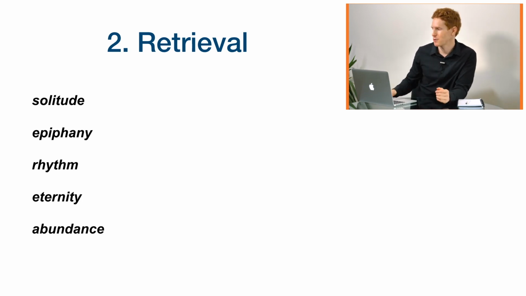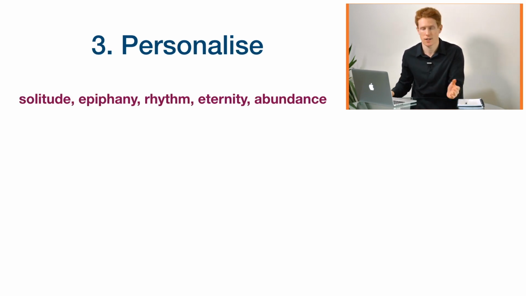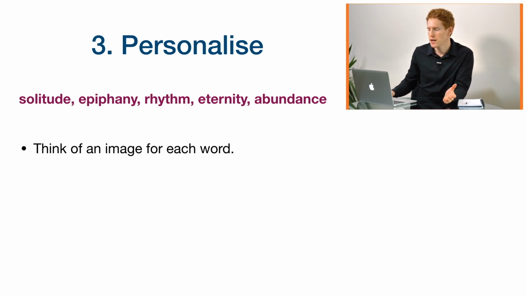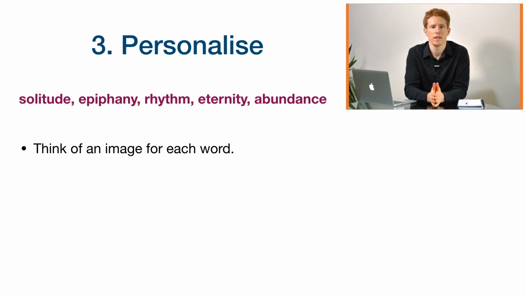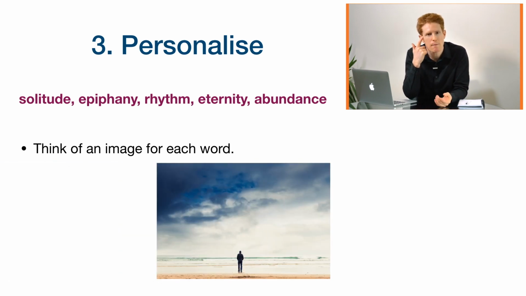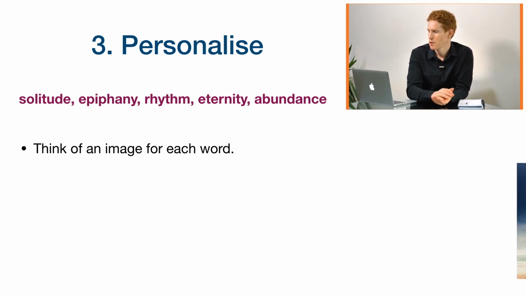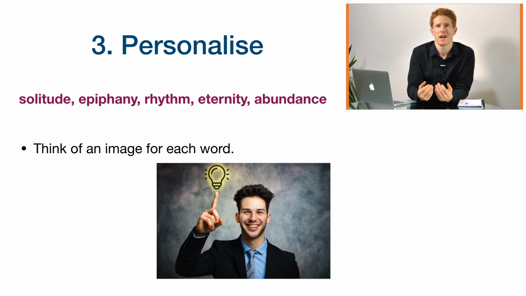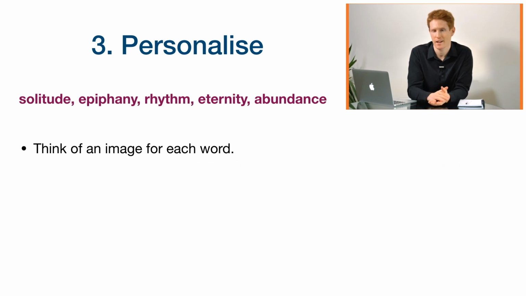Let's move on to stage number 3, and that is to personalize the vocabulary. So what you can do is to think of an image for each word. So for example, solitude. I could think of somebody alone on a beach, and I'm just going to put that image in my mind. For epiphany, well, I could think of somebody with a light bulb above their head, and that's kind of signifying that they've had a sudden realization, or they've suddenly had an idea.